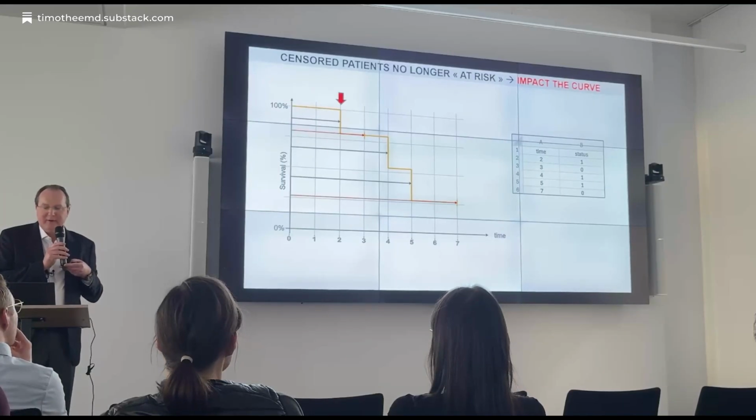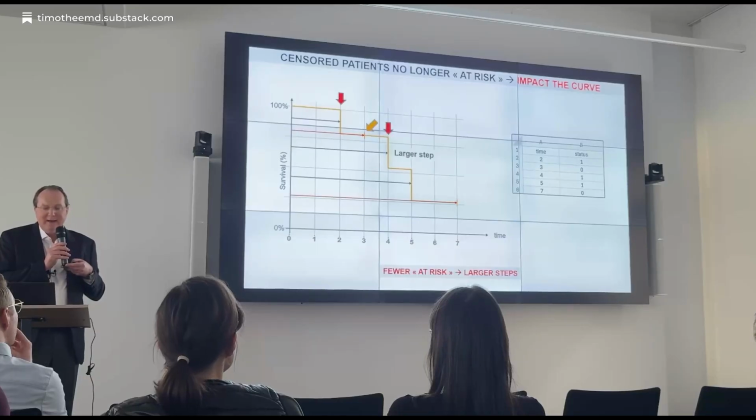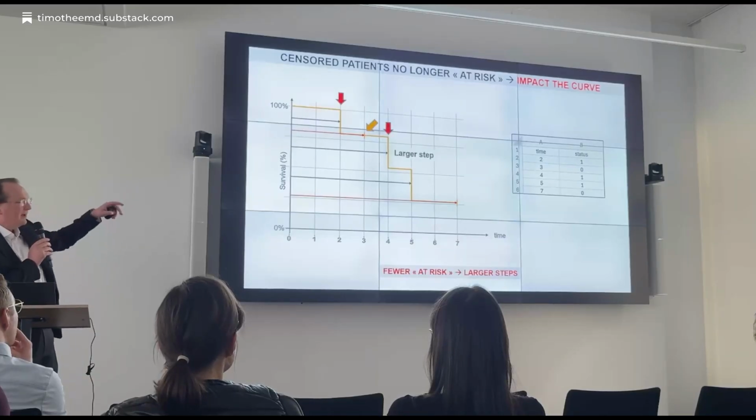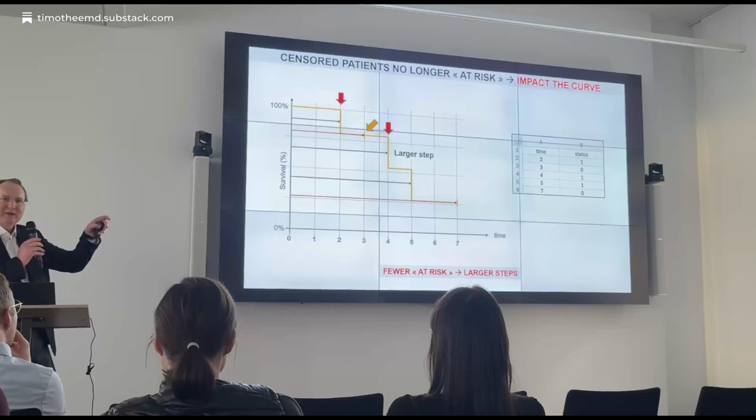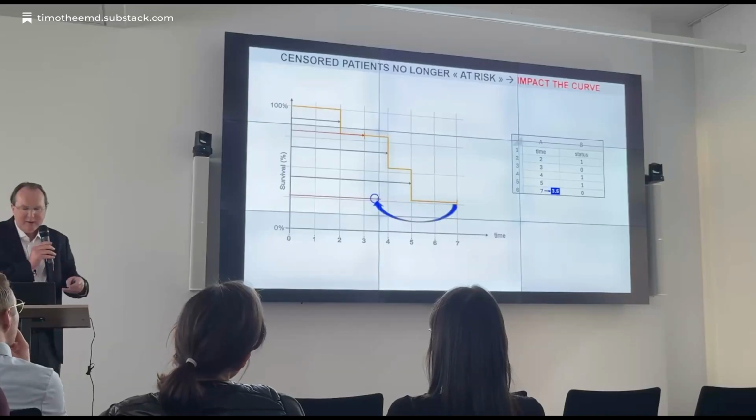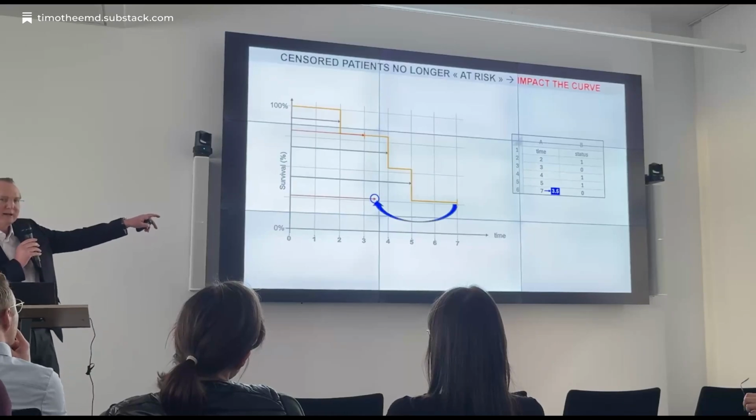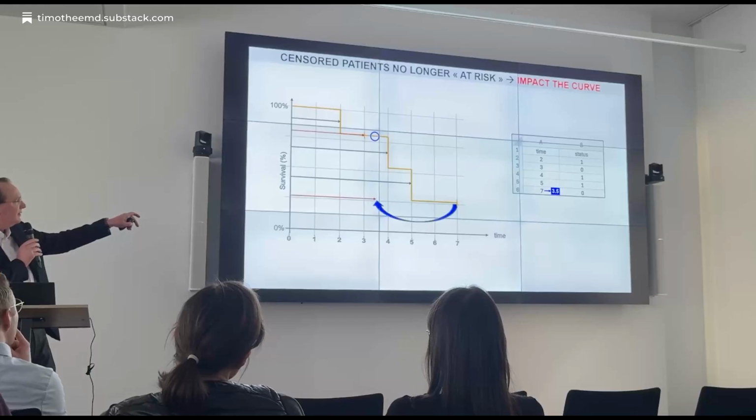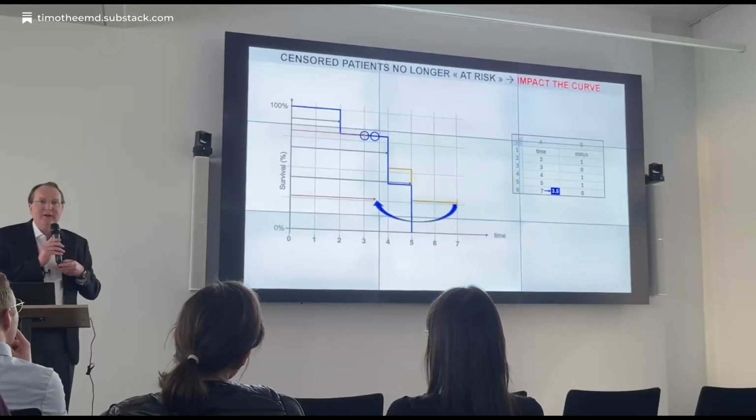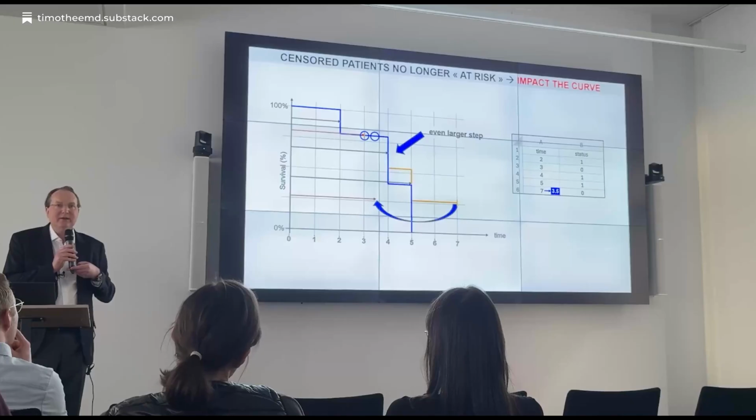First, you have an event. Then you have a censoring. Then, for the next event, the step will be larger because you have fewer patients at risk. Now, if you just modify one censored patient, one patient who was censored at the end, now it's early censored. See the effect on the curve. The curve is changing. It's an even larger step.